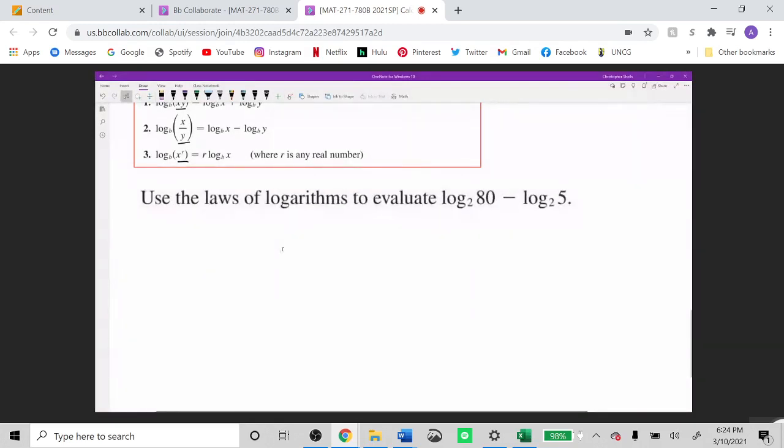Use the laws of logarithms to evaluate log base 2 of 80 minus log base 2 of 5. So on their own, these logarithms would be very difficult to evaluate, right? Now, you could potentially type this into a calculator and you'd get some answer.